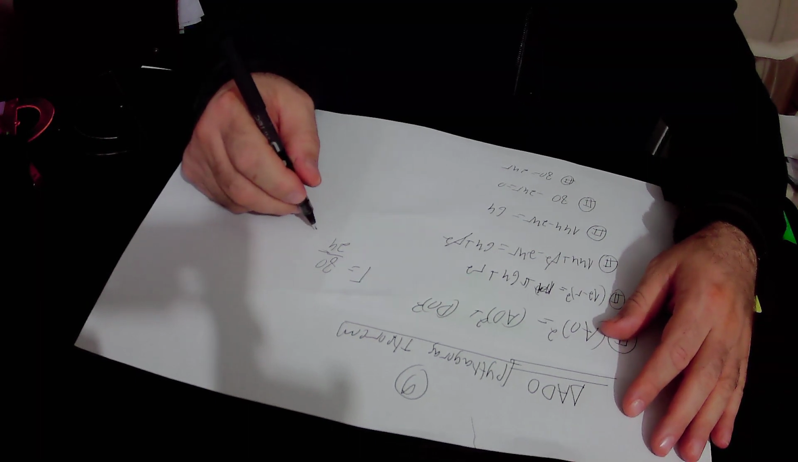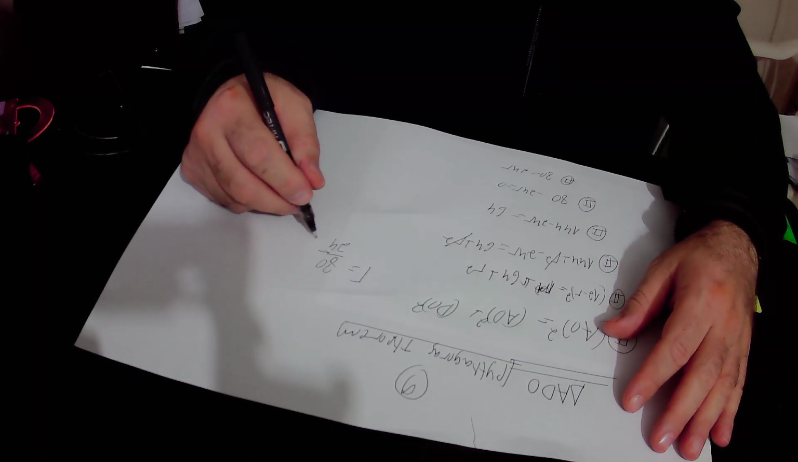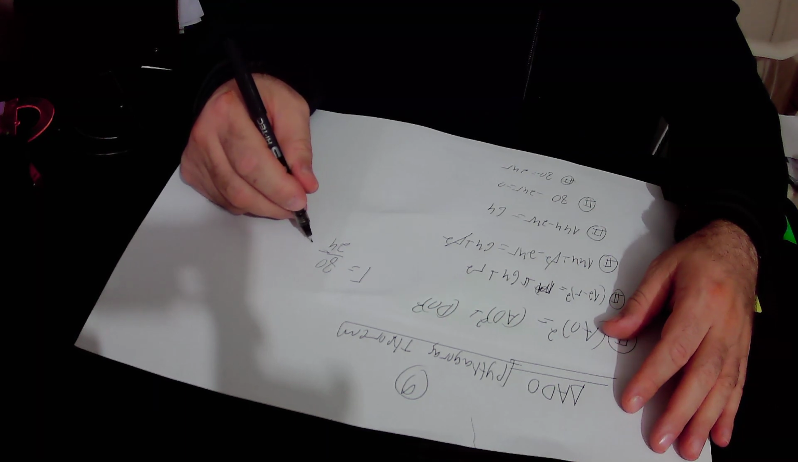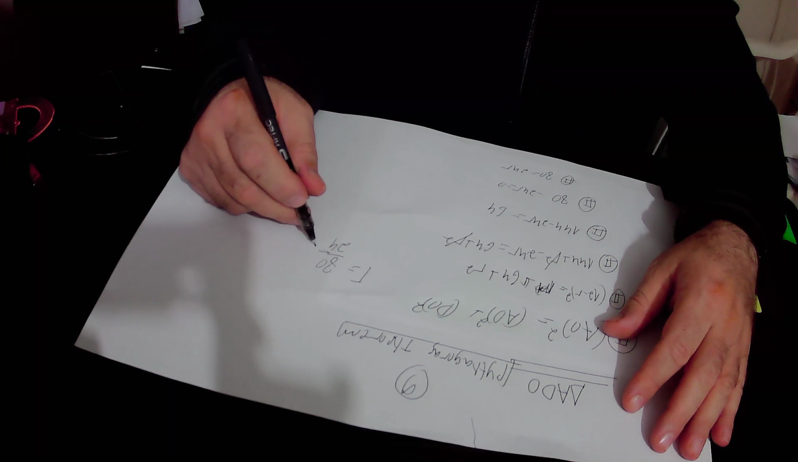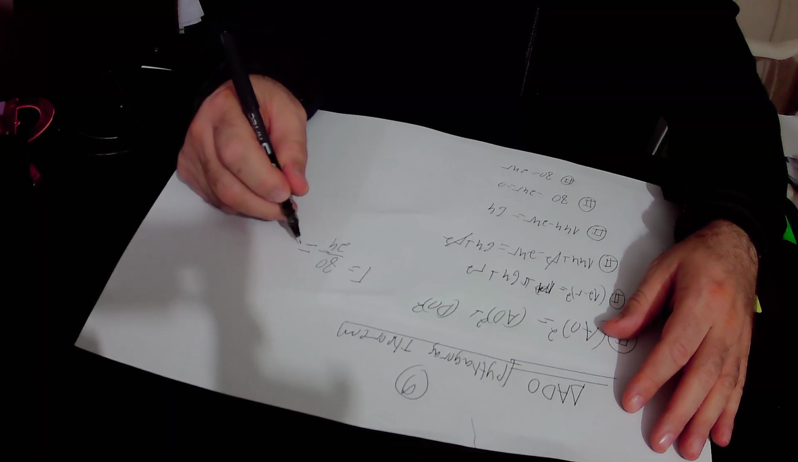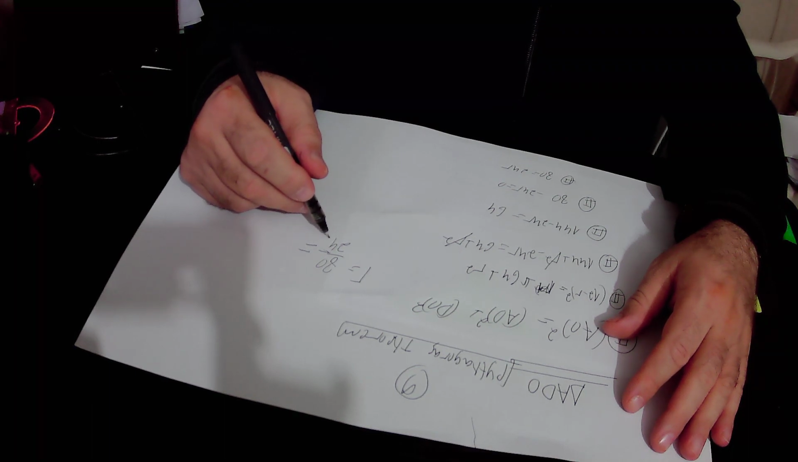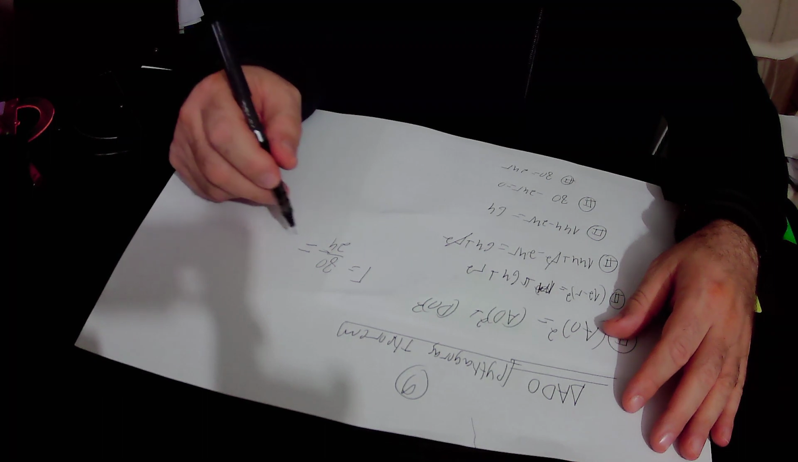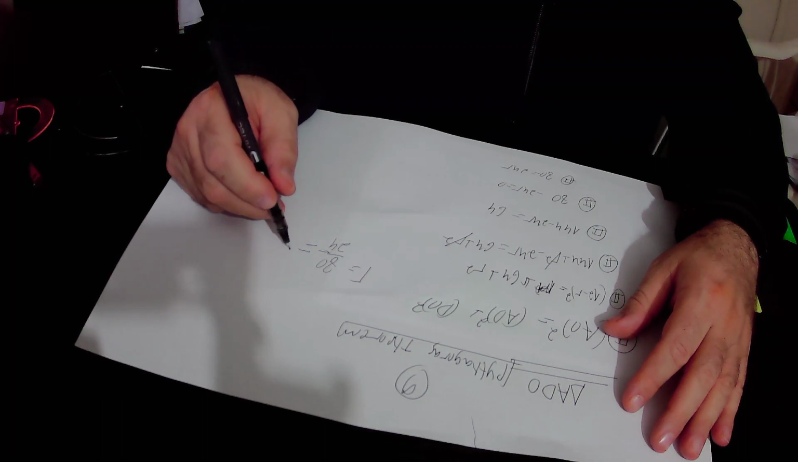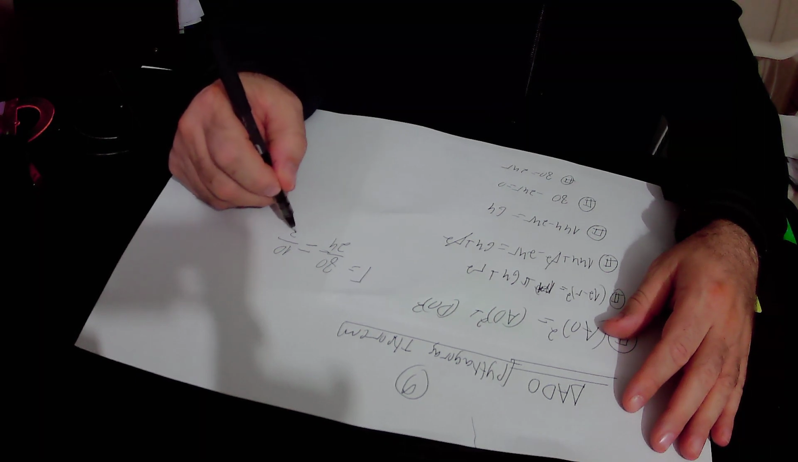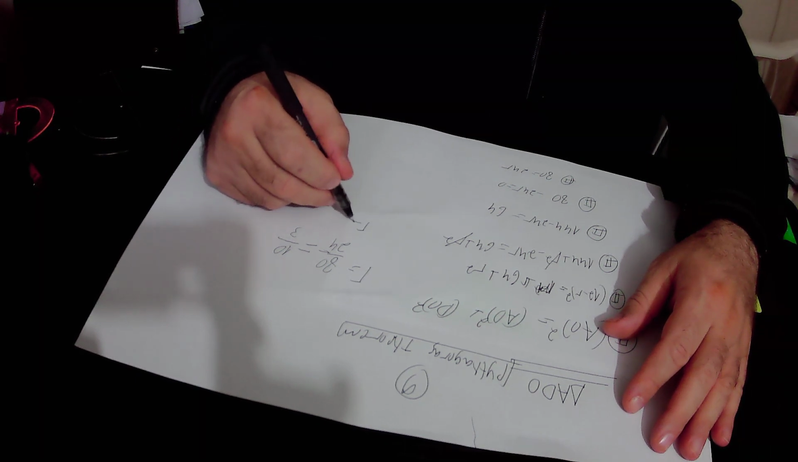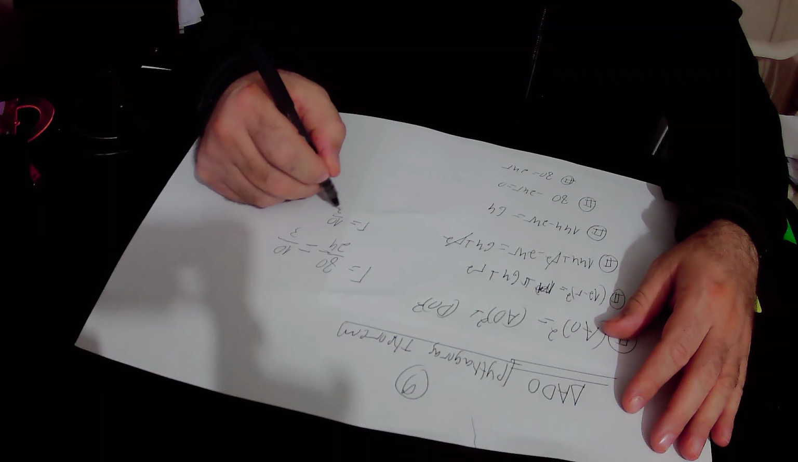We will divide the numerator and the denominator of this number by 8. 80 over 8 is 10, and 24 over 8 is 3. So we found out that R equals 10 over 3 units.